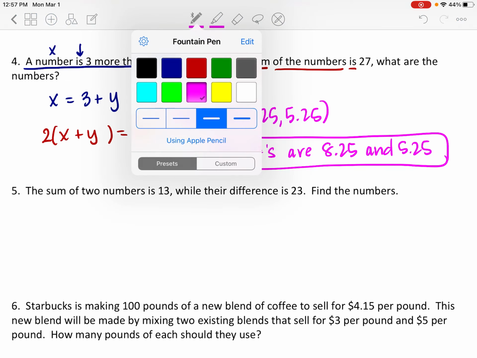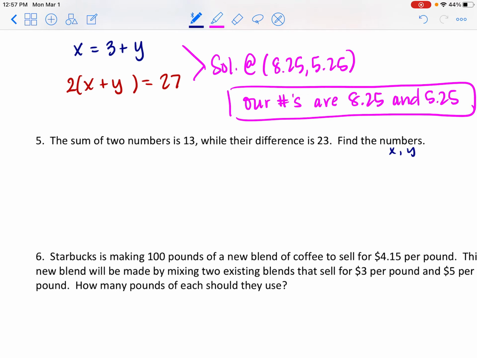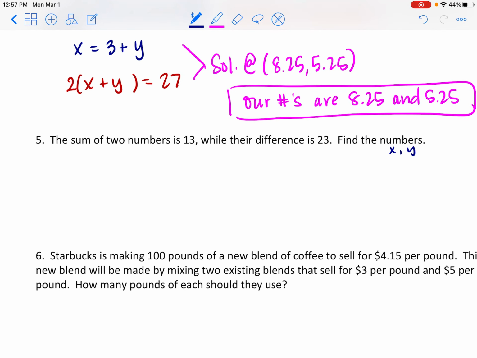Okay, here's another translation problem. It says the sum of two numbers is 13 and their difference is 23. Find the numbers, let's call them x and y, okay? Unless you like other variables, you can use whatever variables you want. What is the sum of the two numbers going to look like?